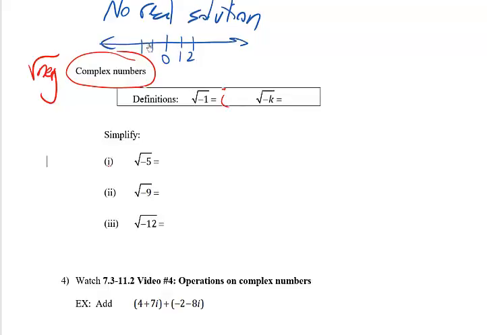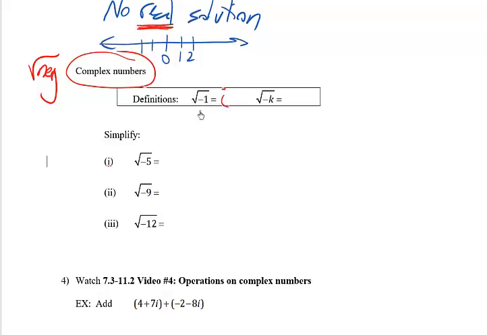Now, I can't find a spot on here to plot i. i is a different kind of number. It is often called the imaginary unit, which is an unfortunate word. We don't want you to feel like you're doing make-believe math. That's not the case at all. The word imaginary is simply used to contrast with the word real. It's a different kind of number.